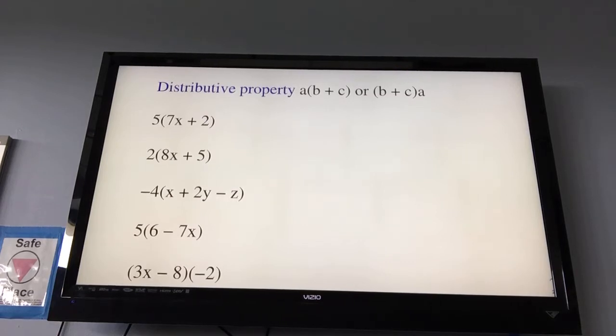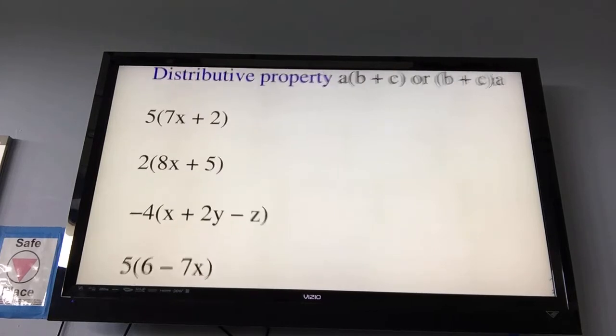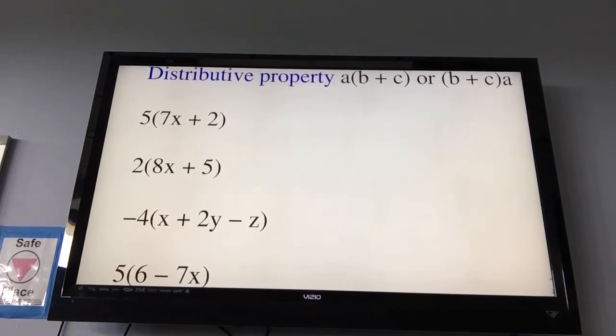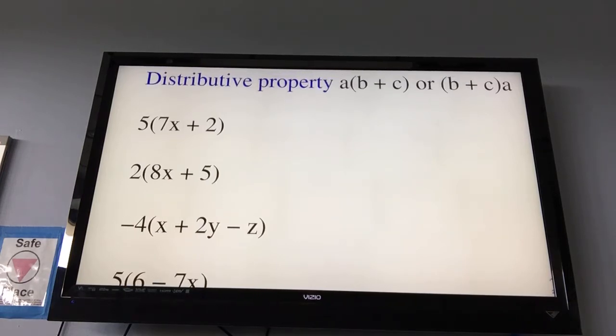So you're not going to have to draw all these little arcs and arrows that I'm doing unless you just want to. If you are unsure about signs, positives and negatives, please use the calculator to do that, okay? So first example, distribute that 5 to the entire parentheses. So positive 5 times positive 7x is a positive 35x. And positive 5 times positive 2, positive 10.